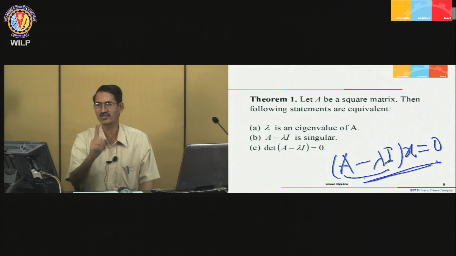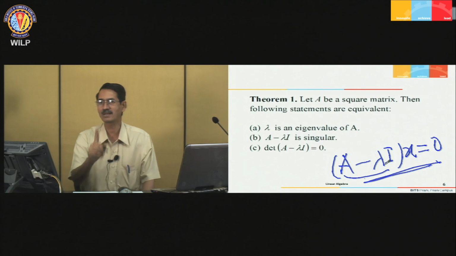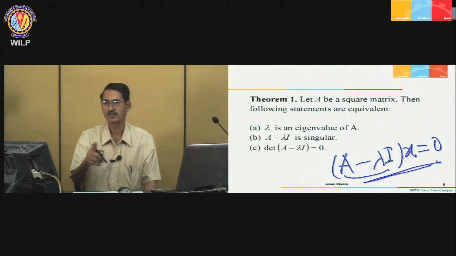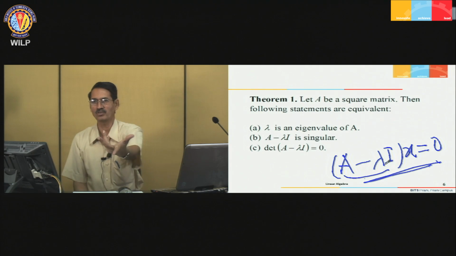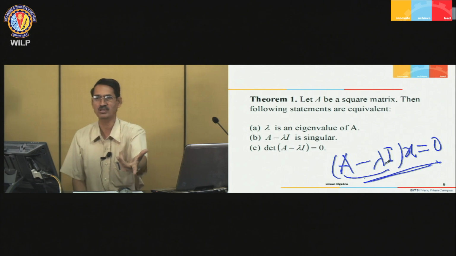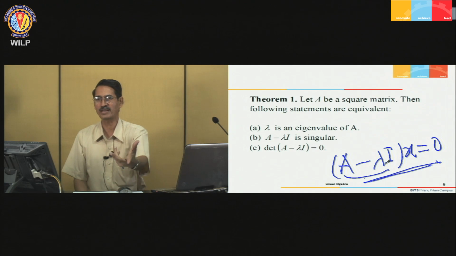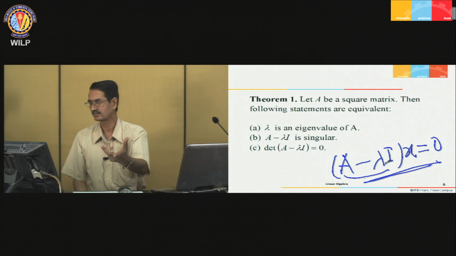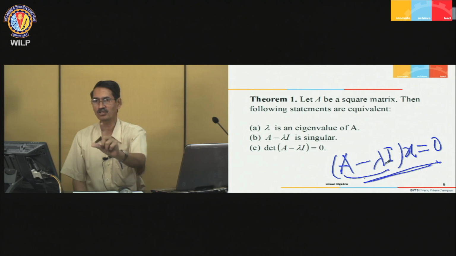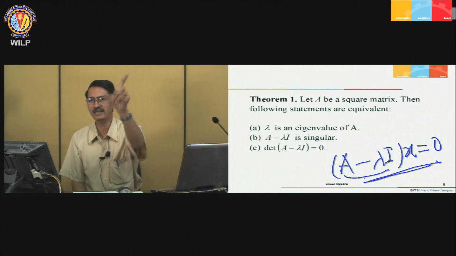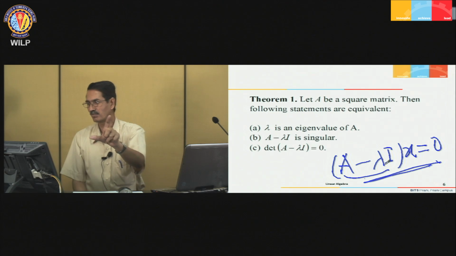The moment A minus lambda I is non-singular, that is, the moment it is invertible, then x equal to 0 is the only solution, there is no other solution except the 0 solution, and therefore we cannot find any eigenvalue. What is the meaning of we cannot find any eigenvalue? It does not mean that only lambda equals 0 will be an eigenvalue. We shall see in a short while. The moment A is a singular matrix, then lambda equals 0 is an eigenvalue.